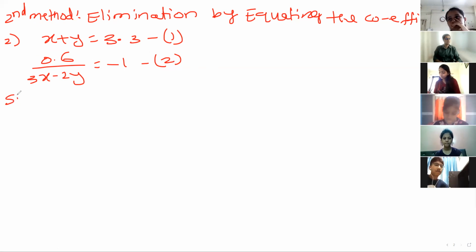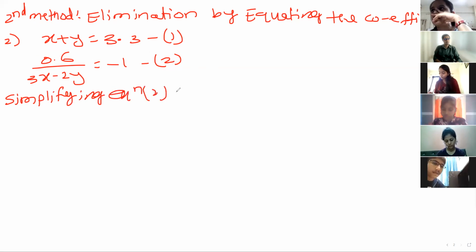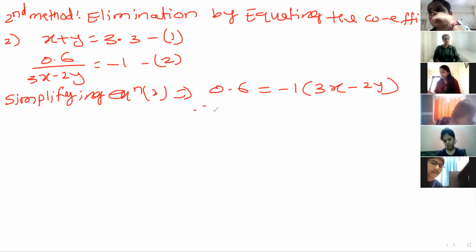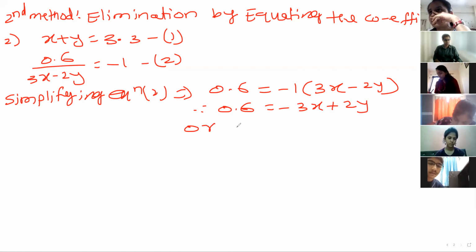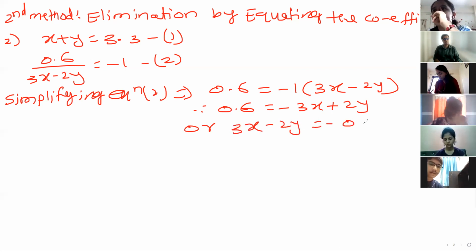Okay, so we'll say simplifying equation 2. What do you get? 0.6 is equal to, just simply cross multiply, -1 into bracket 3x minus 2y. So you get 0.6 is equal to minus 3x plus 2y. Or you can say 3x minus 2y is equal to minus 0.6. Call this equation 2. I just have rearranged the terms. I have taken this to the left hand side, I have taken 0.6 to the right hand side.